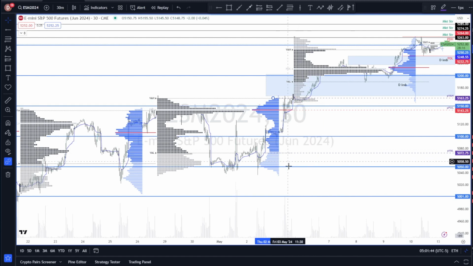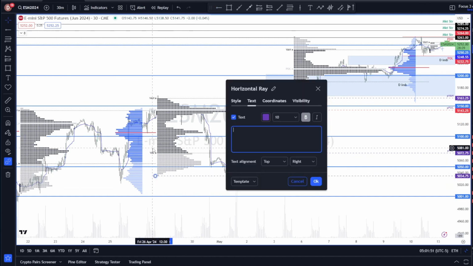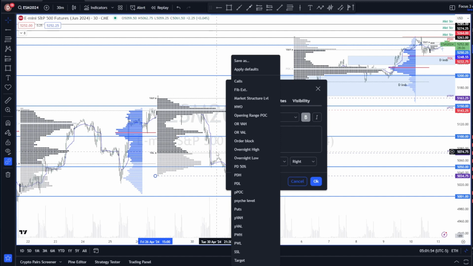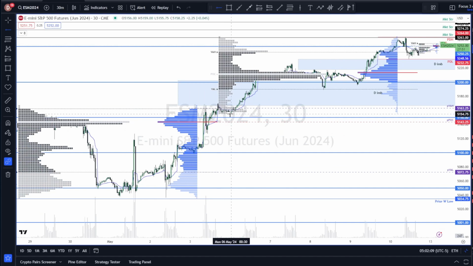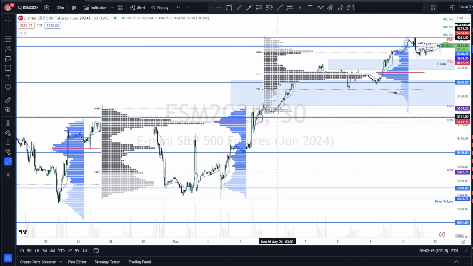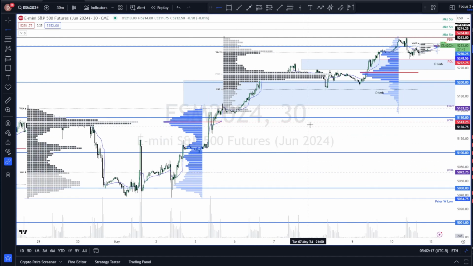Okay, so I want to know those three levels. The weekly low, I want to know that as well. And then the weekly high as well. So these levels down here, this is from 2 weeks ago, but they're open. They're untested down here. So I want to know all that. I'm going to do the same thing and match them up here as well from last week.